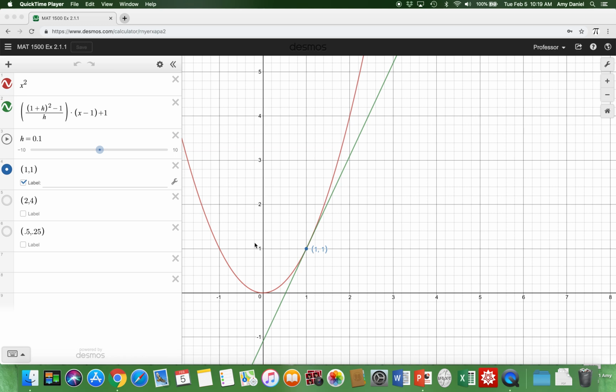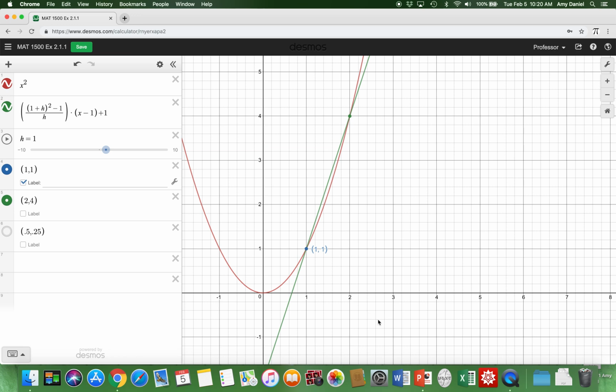A secant line is going to be one that goes through 2 points on the graph. So let me turn on this point here, maybe through the point 2 comma 4. And we know that point is on the graph because this is the graph of x squared, and 2 squared is 4. So let me make this line go through that point. Now that green line is a secant line. It goes through those 2 points on the graph.